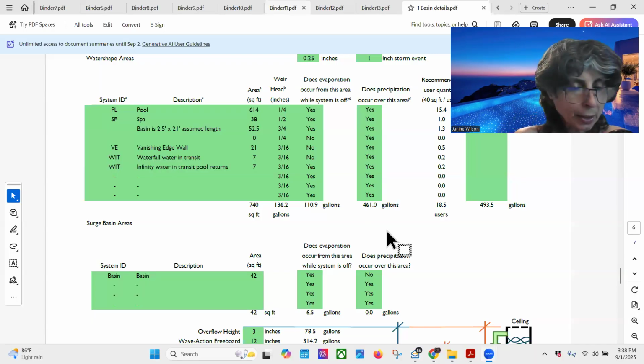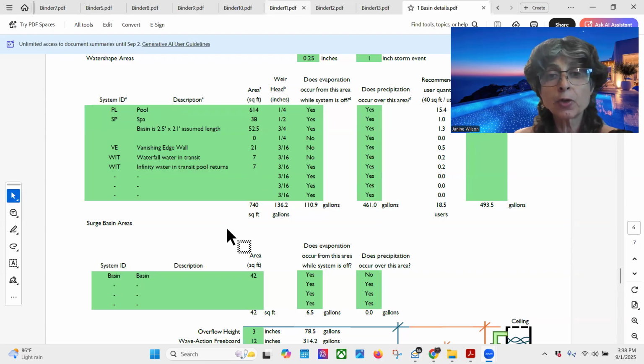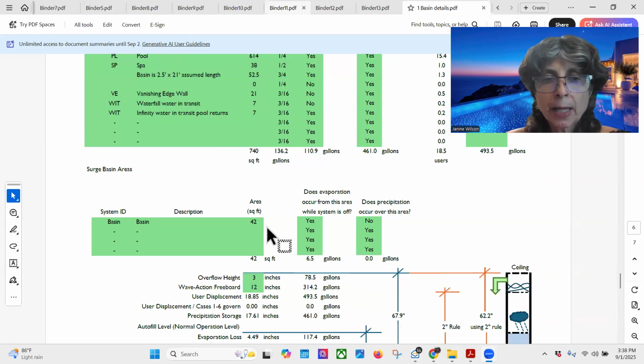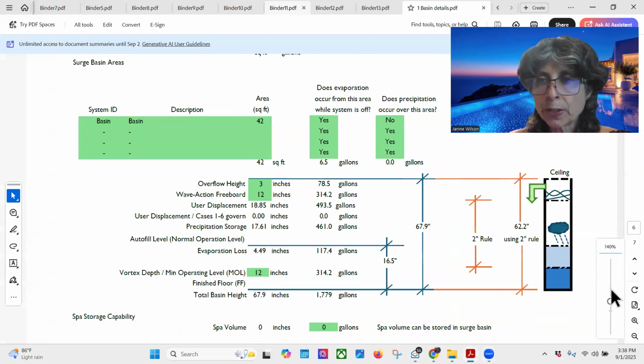So this is a static shot of a program that I use from Watershape University, developed by Dave Peterson, and that's where I took my classes. You can see here that it's going to do calculations on the pool, the spa, and the basin. I put in information like 614 square feet of pool, basin is 52 square feet. By the time I get to the bottom, it gives me a graphical design, which you can see here.